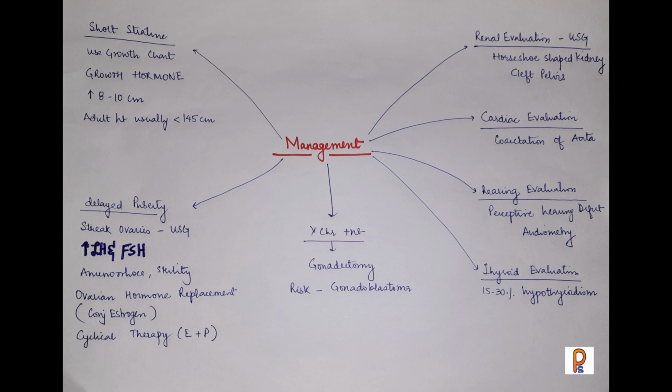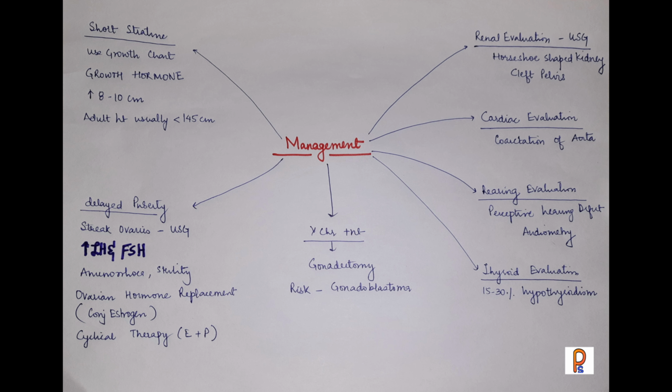And for that, we need to do ovarian hormone replacement. So we will use conjugated estrogen. Also, after that, we can switch to cyclical therapy with the help of estrogen and progesterone. Suppose if in the gonads, such as streak ovaries, there is presence of the Y chromosome, the child is at risk of gonadoblastoma. For that, we need to do gonadectomy.